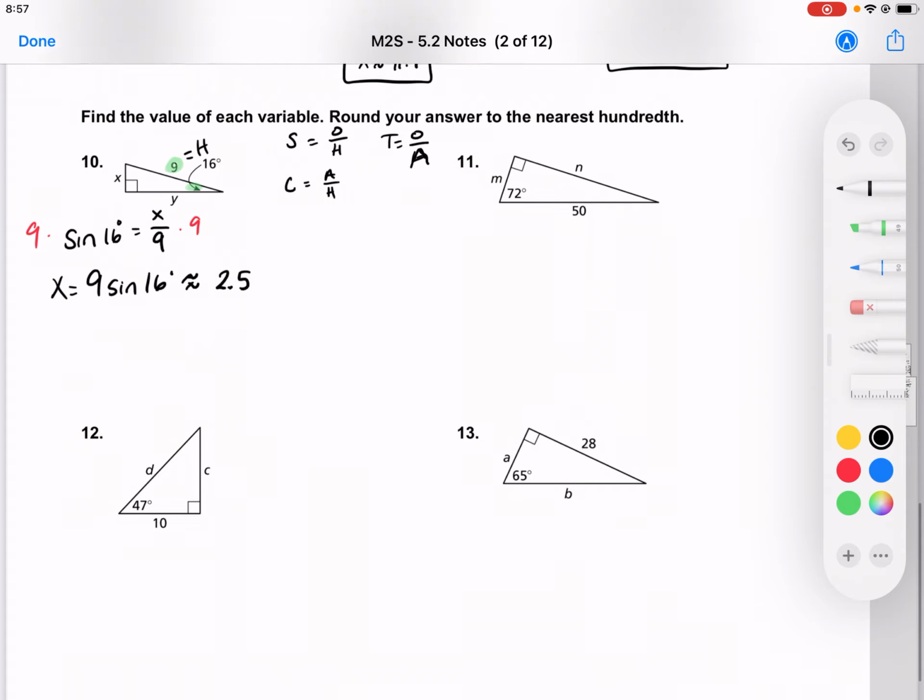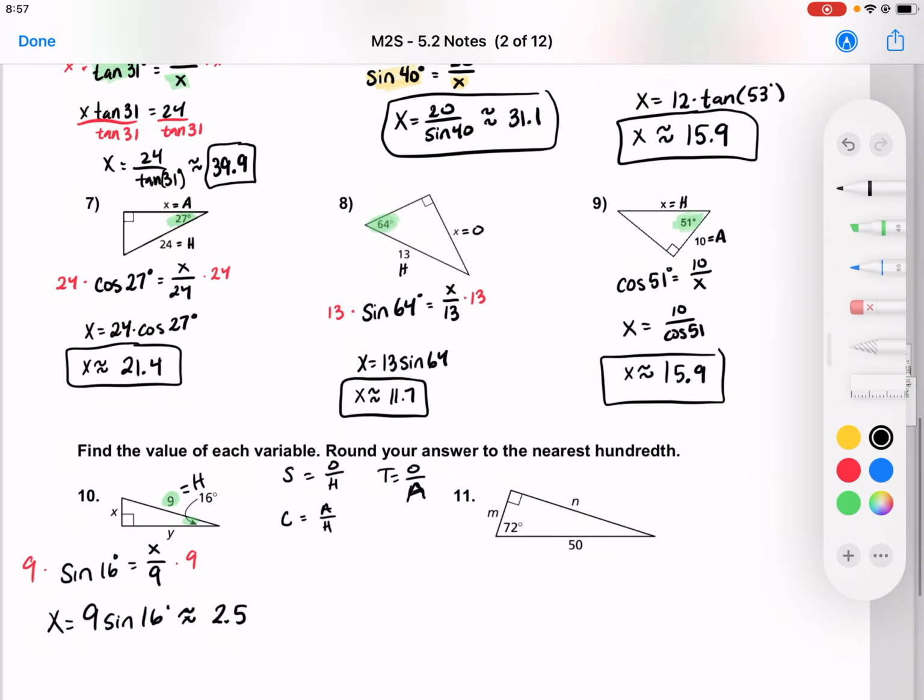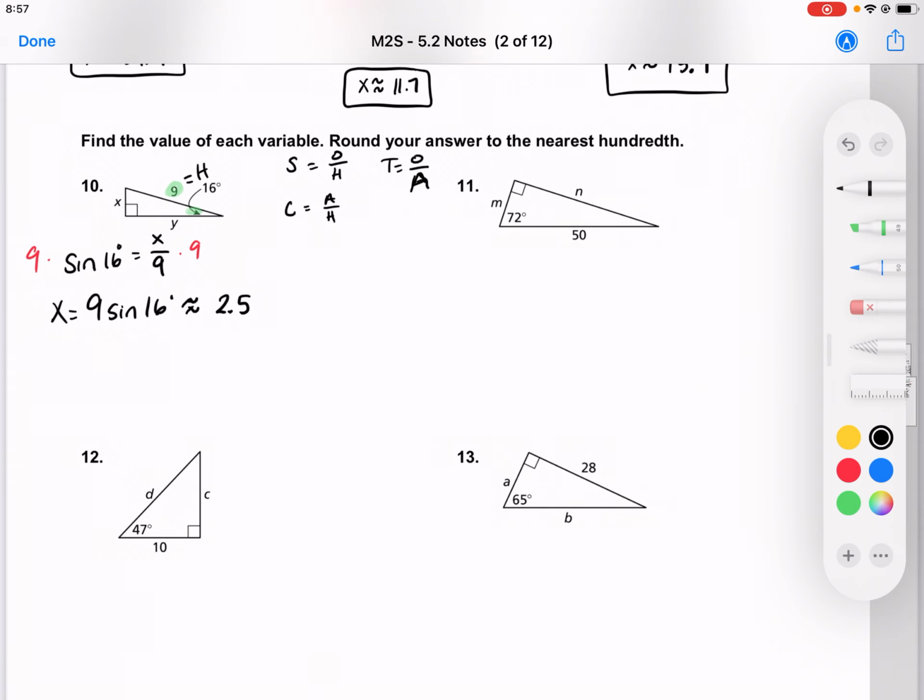And they said hundredth. They probably said that earlier and I missed that. Yep, it does say hundredth. I've been doing tenths. Sorry about that. So this should technically be 2.48. Excellent.